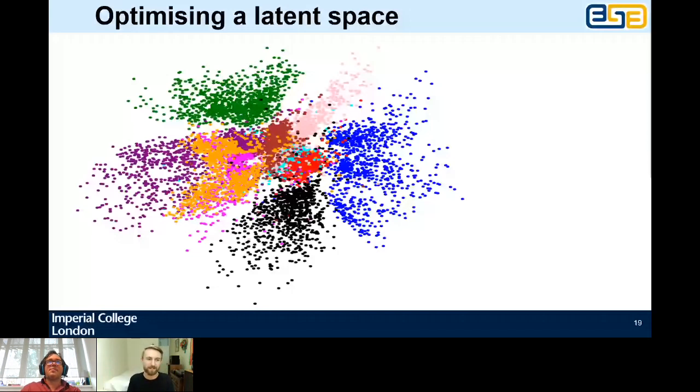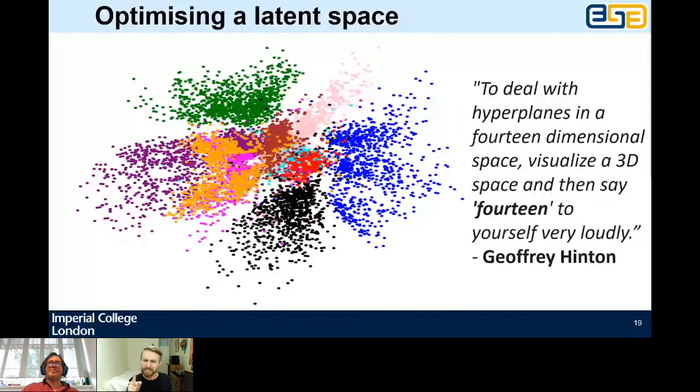So that's very exciting indeed. A key concern, a key frustration with these processes is that you are now dealing with all of these very high dimensional, unintuitive spaces, parameters that don't necessarily mean anything obvious to you. And I really like this piece of advice from Geoffrey Hinton, who's one of the godfathers of machine learning: to deal with hyperplanes in 14-dimensional space, visualize a 3D space, and then say 14 to yourself very loudly. And then you get the picture. I think this works very well. Okay.